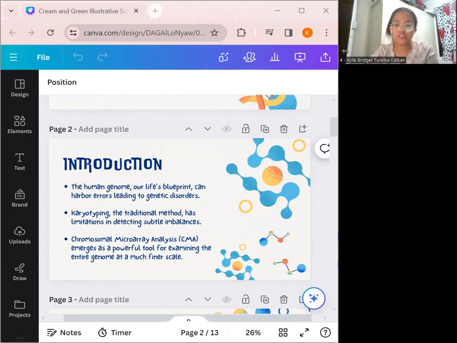By enabling the detection of CNVs with unparalleled precision, CMA has paved the way for more accurate diagnosis. CMA stands at the forefront, driving innovation and ushering in a new era of genetic medicine. So that's how I picture CMA.